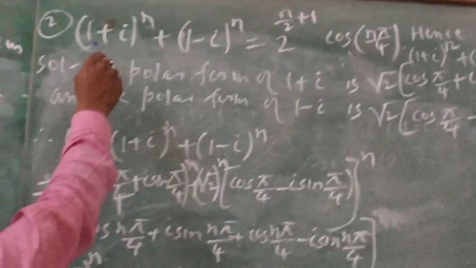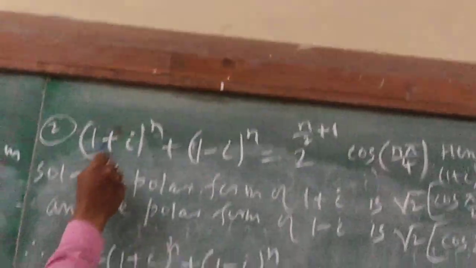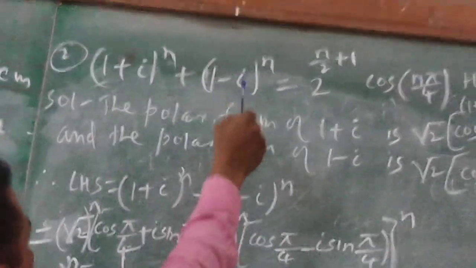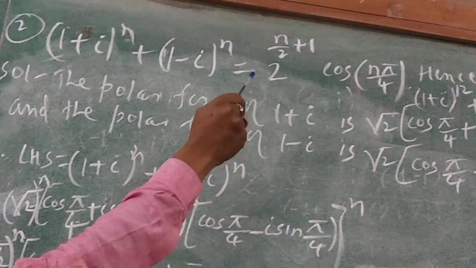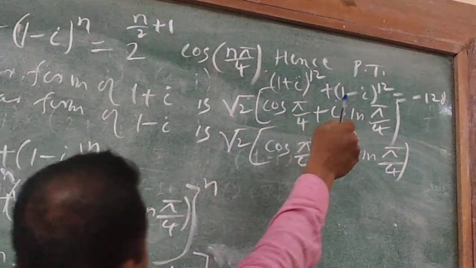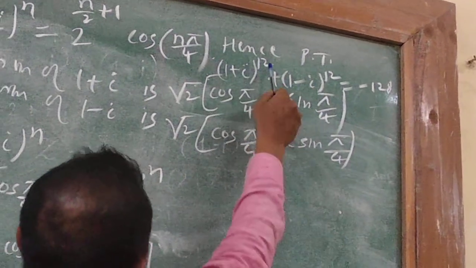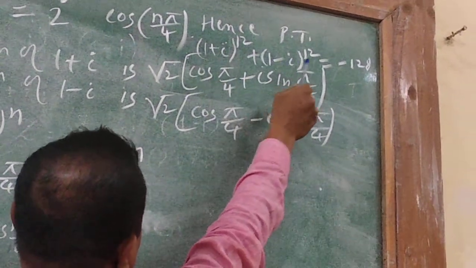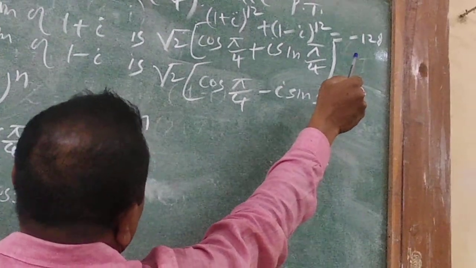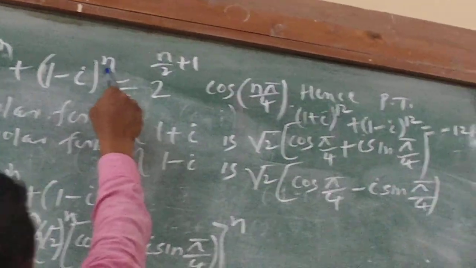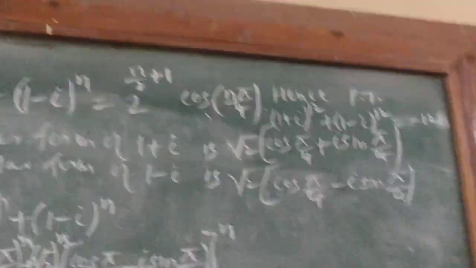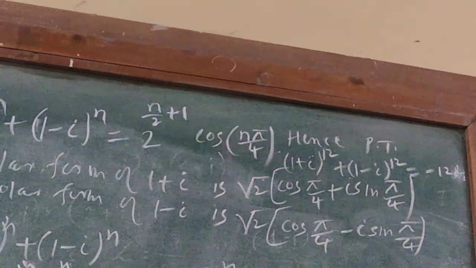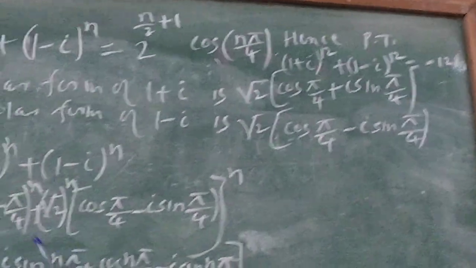Second example is: using De Moivre's, prove that (1 + i) raised to n + (1 - i) raised to n is equal to 2 raised to (n/2 + 1) into cos of n pi/4. Hence prove that (1 + i) raised to 12 + (1 - i) raised to 12 is equal to minus 2 to the 8. So the particular value of n is put here, and we are getting the result as (1 + i) raised to 12 + (1 - i) raised to 12 is equal to minus 2 to the 8. So that also we have to prove.